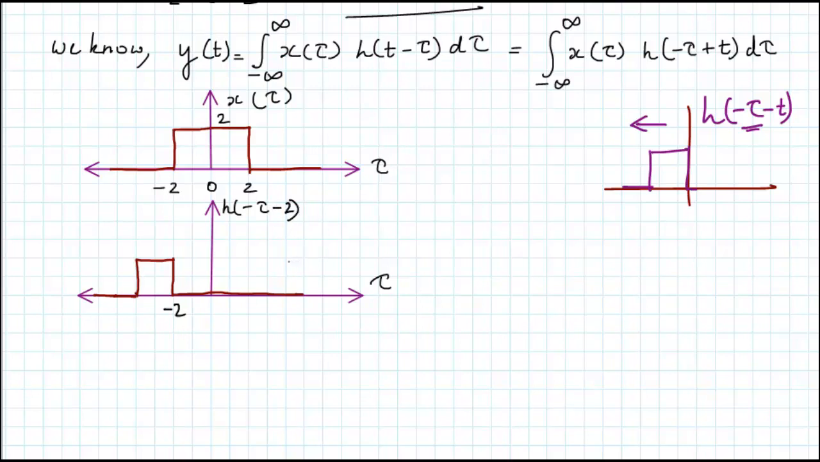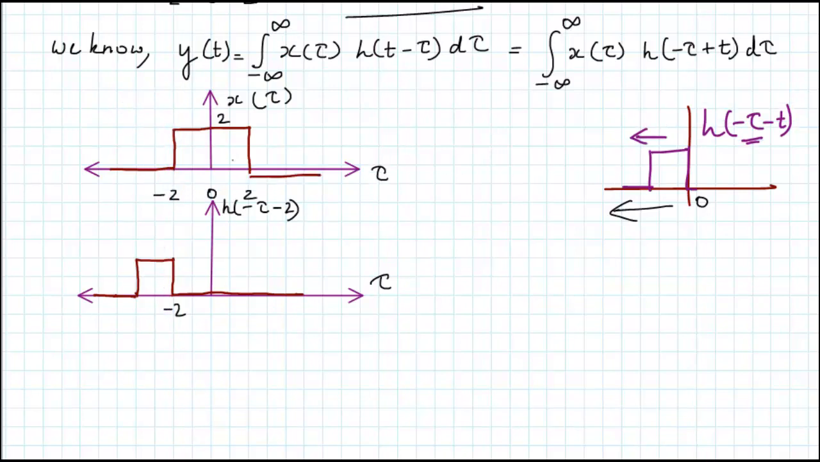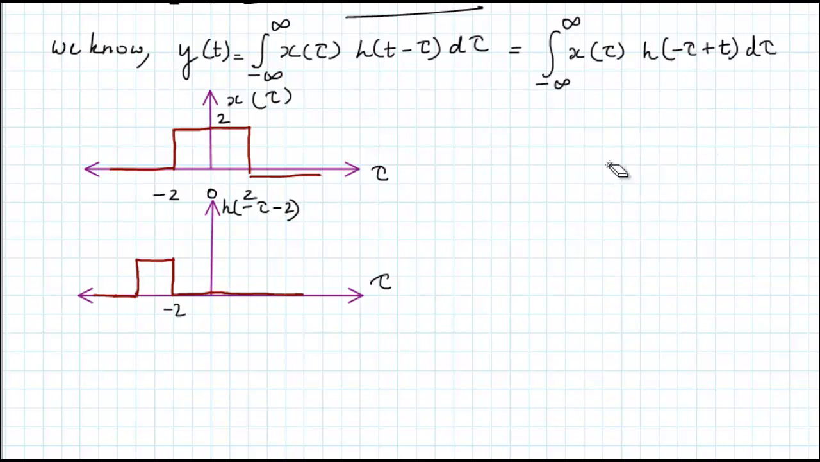Correct? So that what was initially at 0 is now shifted towards the left, such that the leading edge of the signal x of tau meets on the same axis with the last end of the signal h of minus tau. So that is how the signal is going to look. So now this is h of minus t minus 2. So basically I am going to start from y of t minus 2.